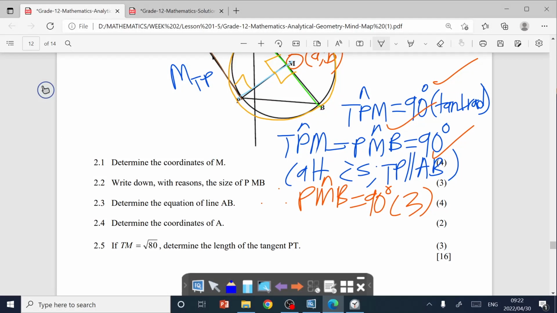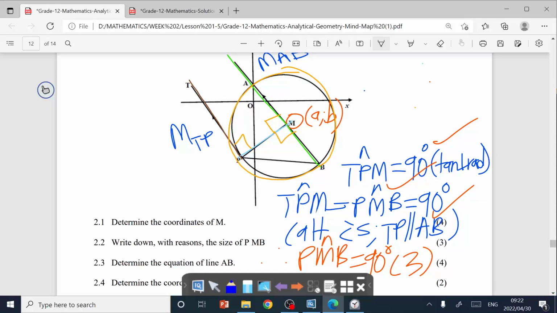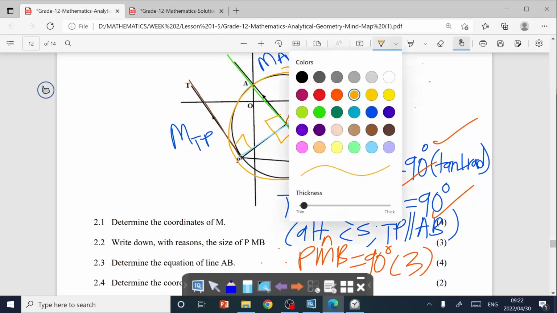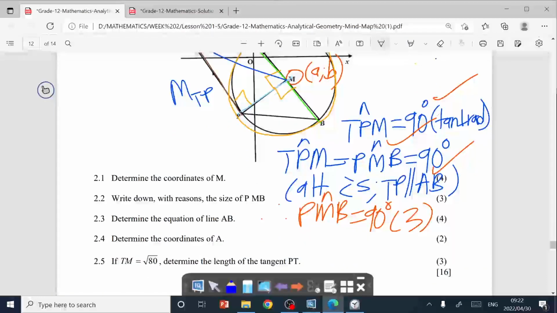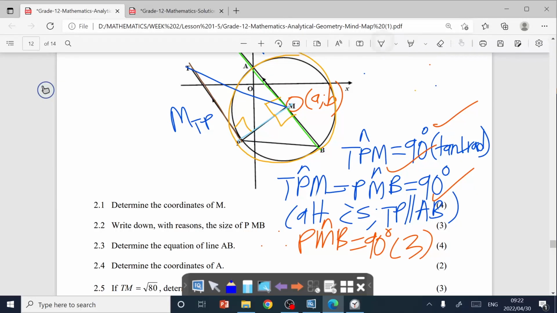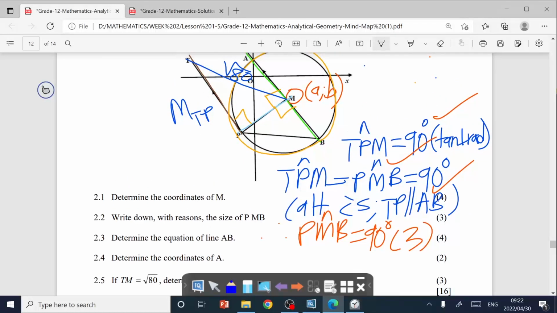Okay, if TM is equal to square root of 80, determine the length of PT, the tangent. We've got a right angle triangle.